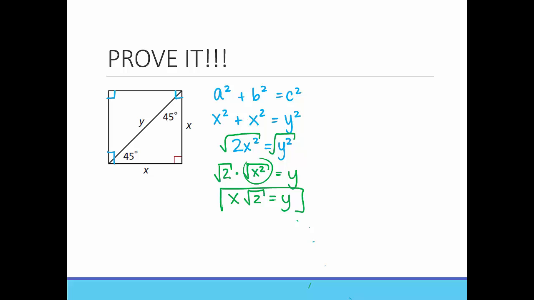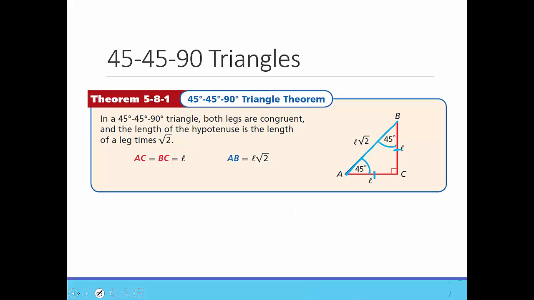So this right here proved the theorem from before that says y is the same thing as x times the square root of 2. And this works for every 45-45-90 triangle. So these are rules you need to remember. In a 45-45-90 triangle, your two base legs are congruent, and your hypotenuse is whatever that is times the square root of 2.